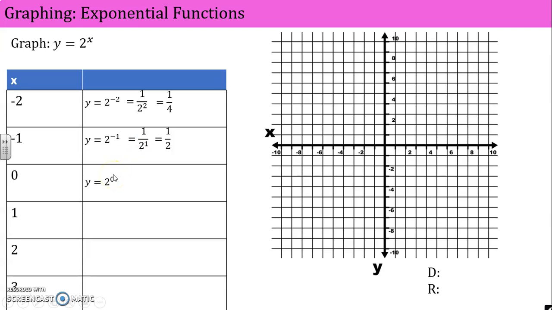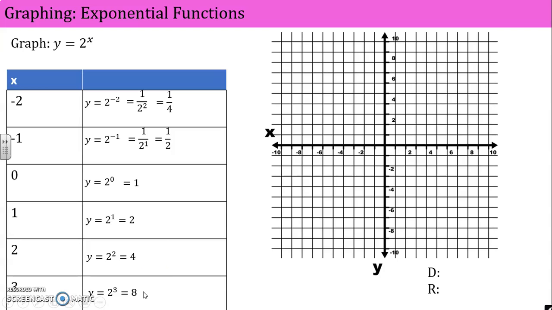Plugging in 0, this might be something you forget from last unit. Any number to the power of 0 is 1. That's just something you need to remember. Plugging in 1, 2, and 3 are easier. 2 to the power of 1 is 2, 2 to the power of 2 is 4, and 2 to the power of 3 is 8.